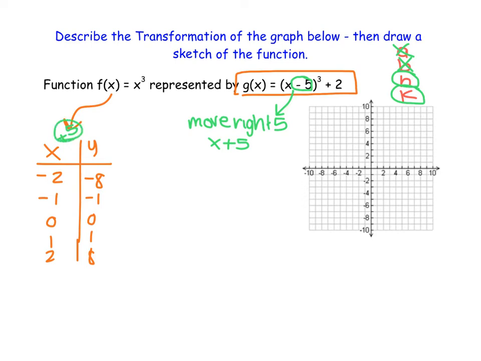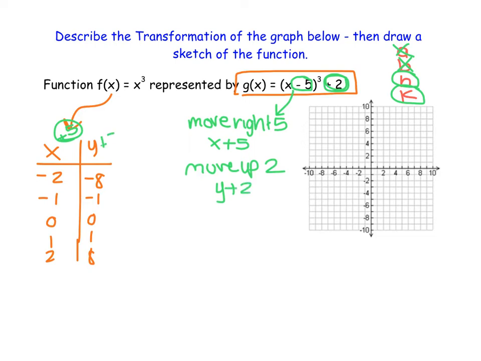Then from here I notice that I'm adding 2 on the outside, so that's my k value, that's my vertical translation, and that tells me I'm going to move the graph up 2 units. So what I know from there is that I'm taking all of my y values and I'm adding 2.